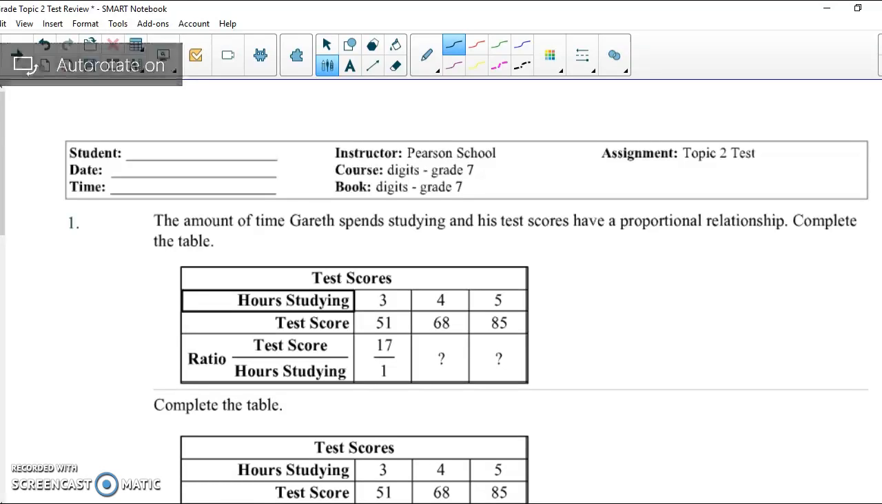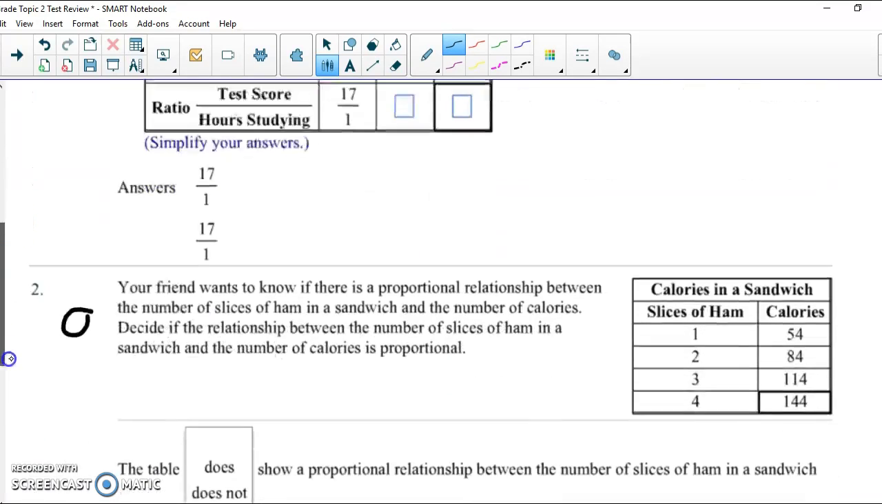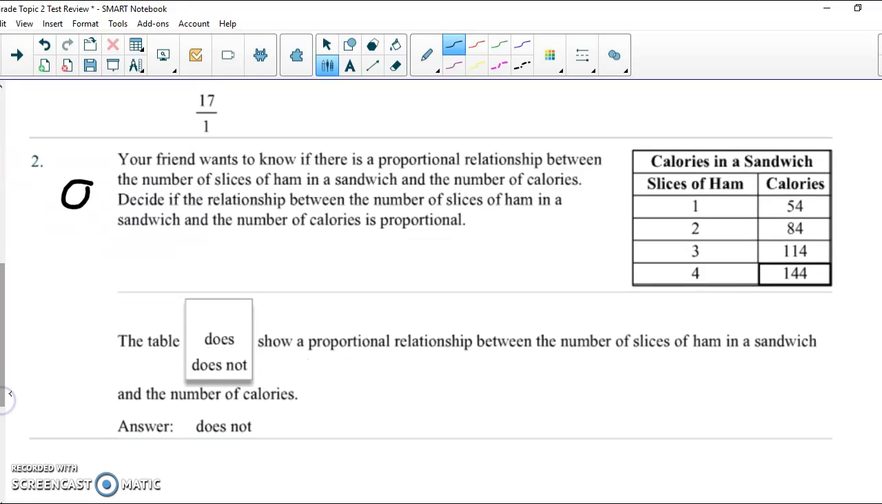Hi, 7th grade. We are going to review the questions that many of us missed from our Topic 2 test yesterday. So let's review some of those questions, and then you will have the chance to retake those questions today. The first one that was frequently missed was number 2 here.